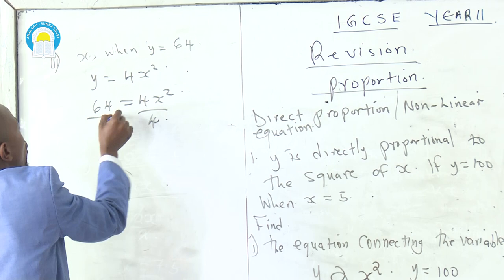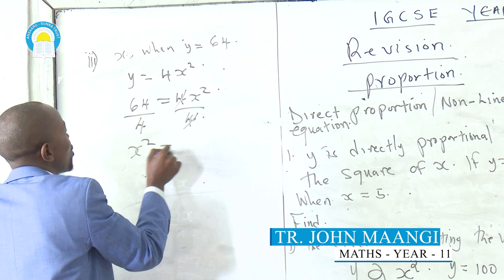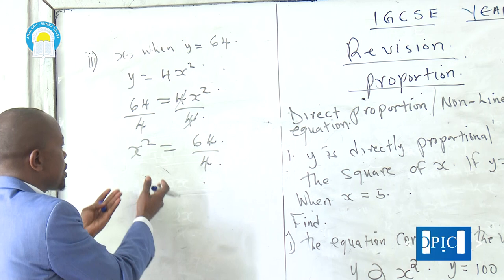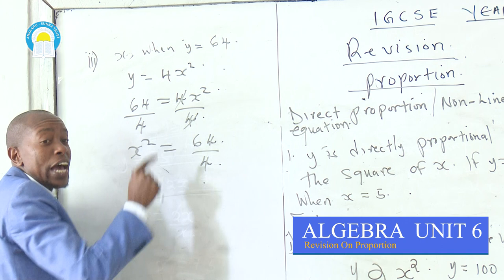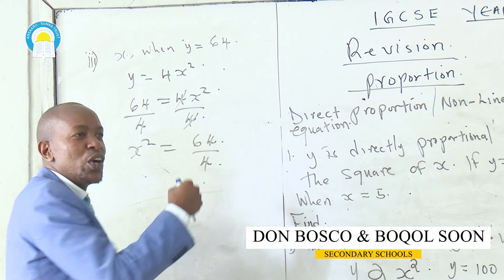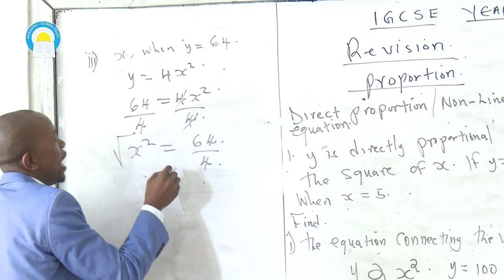Now x squared is equal to 64 over 4. My beloved student, at this point, we need to remove the square so that we can remain with the value of x that they want. How do we remove the square? By square rooting both sides. To square root means finding the square root on both sides. What you do on the one side, you do on the other side. So find the square root here and the square root the other side.